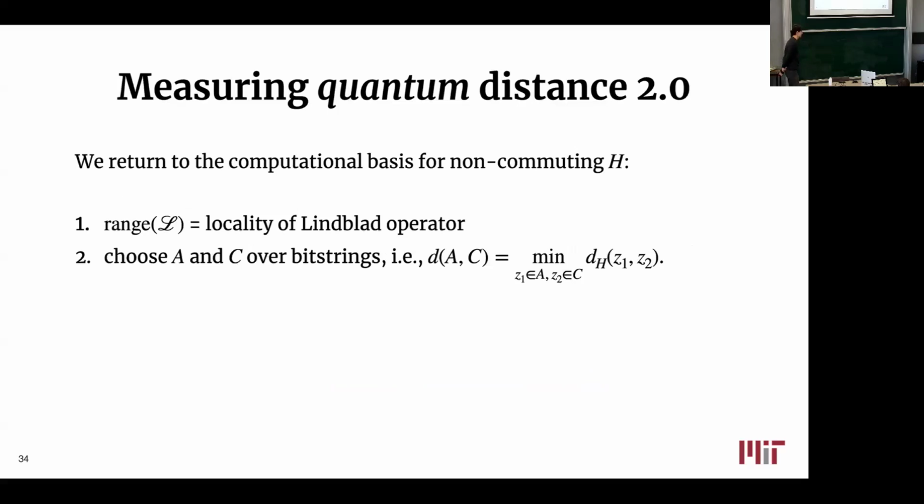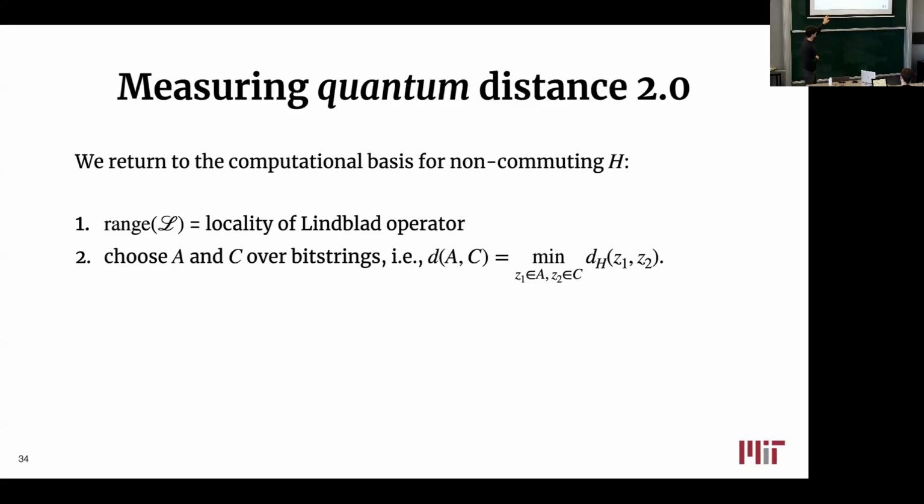So we're just going to say that in your Kraus decomposition of the map L, any Kraus operator acts on at most some number of qubits. That's what I mean by the locality here, and that's going to give us the range. This is going to work well for these sorts of quasi-local Lindbladians acting on lattice Hamiltonians. So now we're just going to truncate.